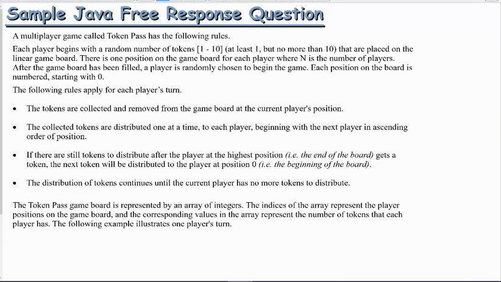Each player begins with a random number of tokens from 1 to 10. So random number should stand out at us. We have to generate a random number here from 1 to 10. Notice the square brackets on the end. That means you include the number 1 and you include the number 10. And the parentheses here say at least 1, meaning equal to 1 or more, but no more than 10, meaning equal to 10 or less.